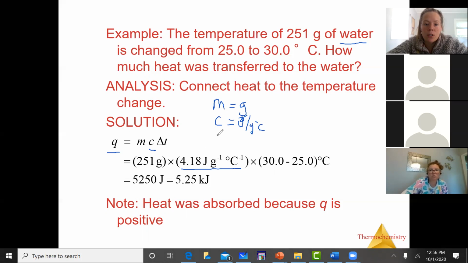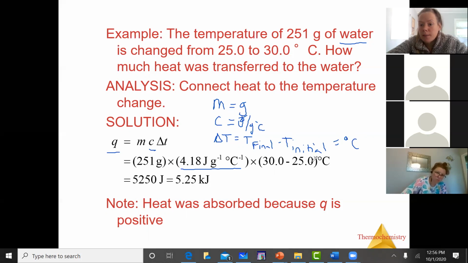And then make sure your change in temperature is T final minus T initial. I don't think I said that earlier. And this will be in units of degrees C. So we have our mass, which is 251 grams. We've got our specific heat capacity of water, which is always 4.18 or 4.184 joules per gram degree Celsius. And then we multiply that by delta T. Delta T will be final temperature minus your initial temperature. So in this case, 30 minus 25 will be 5.0.